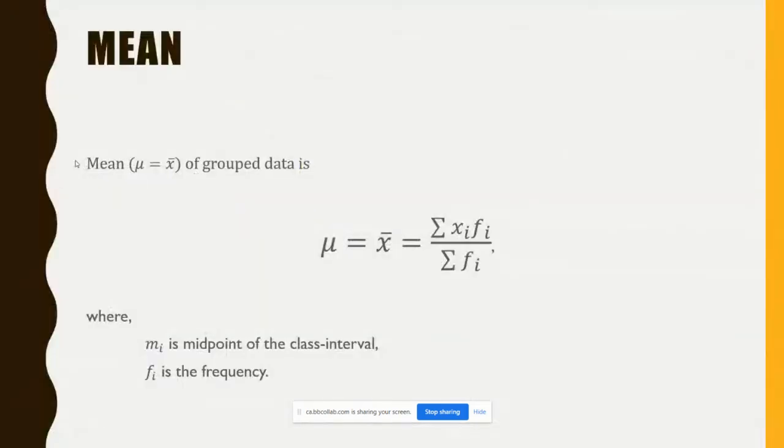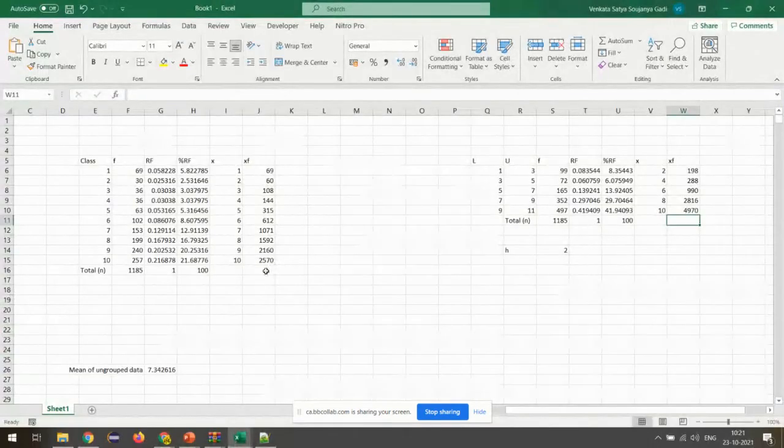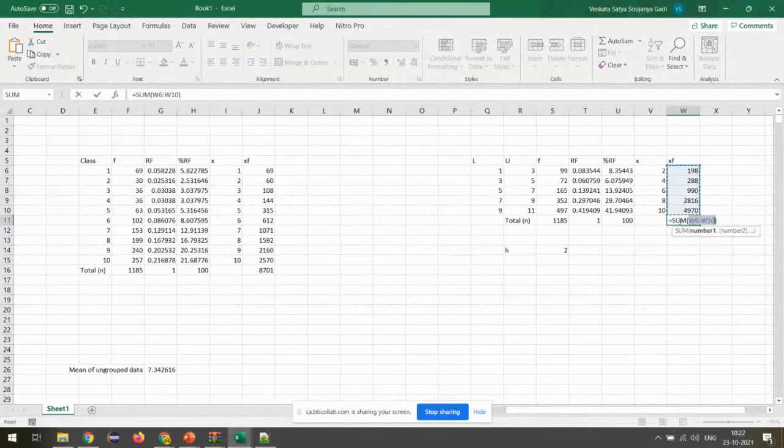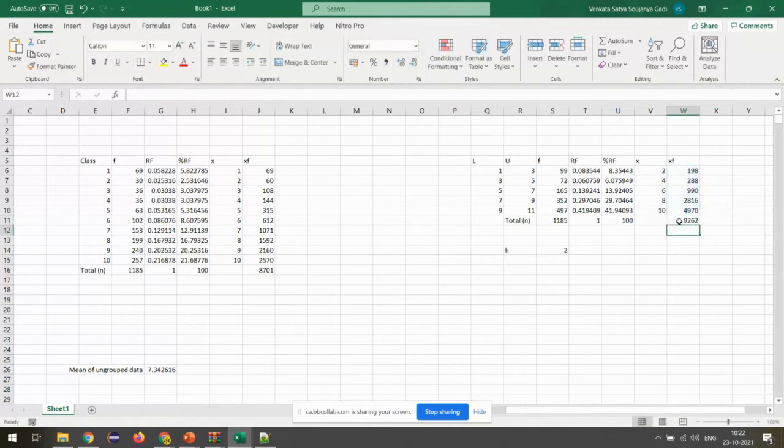We got x times f. But what do we want? We want to add all these elements. So we apply the sum. To do a quick sum in Excel, I press Alt and the equal sign, and it will apply the sum to all the numerical rows above it. So we get this sum here, and this sum here.